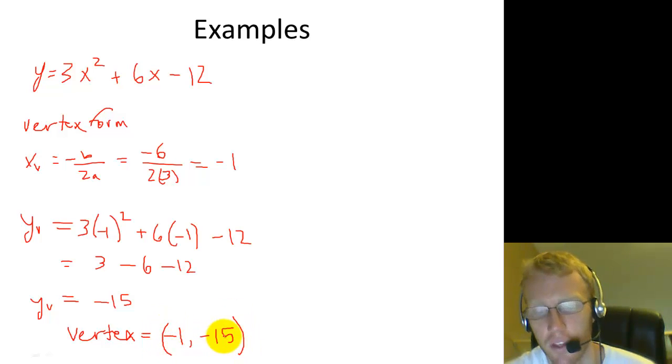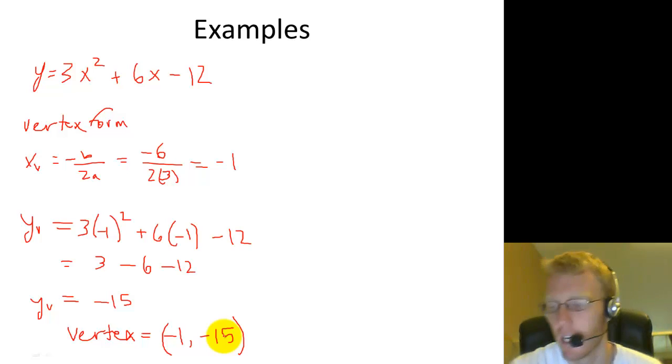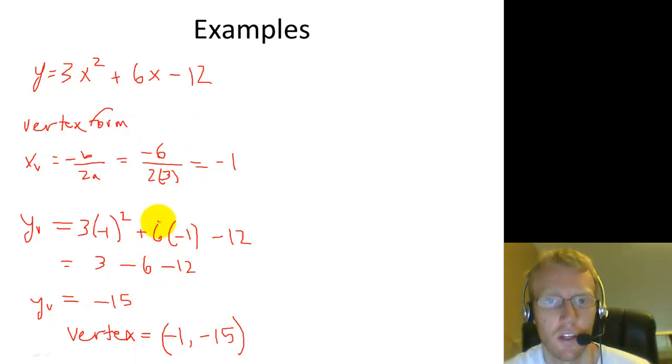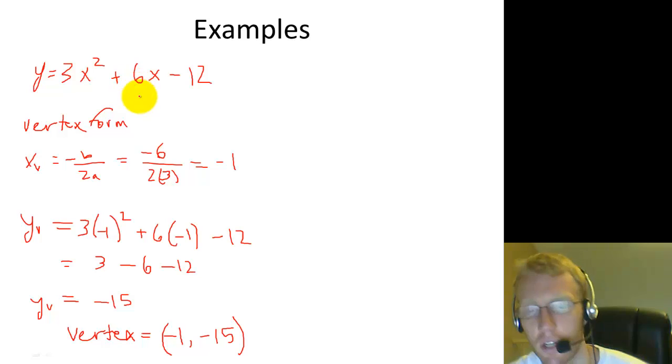And so we can now write the equation in vertex form if we wanted to. But you can see it's a lot quicker and easier than completing the square or using the quadratic formula or using a lot of those harder techniques that we found that help us convert between different forms.